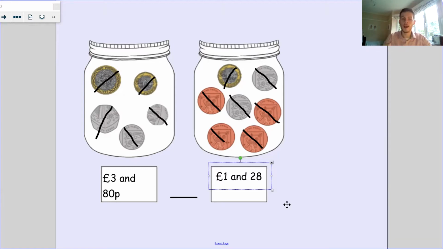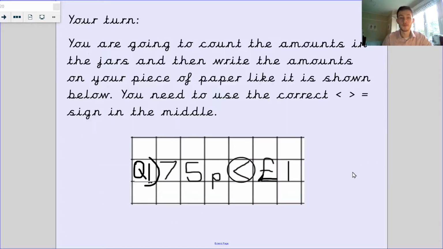£2.28. Is it pounds or pence? £1, sorry, £1, my mistake. £1 and 28 pence. So we've got £3.80, £1.28. Which one's the biggest number? Well, it's going to be this side is the biggest number, isn't it? £3 is the biggest side. Let's go on to the next one.